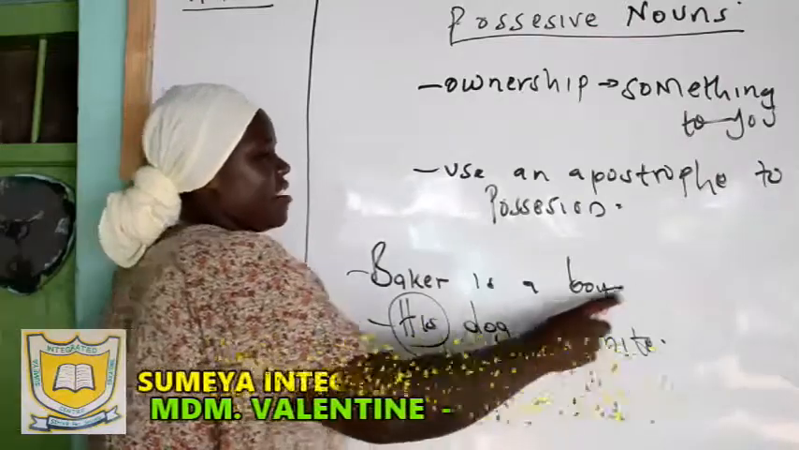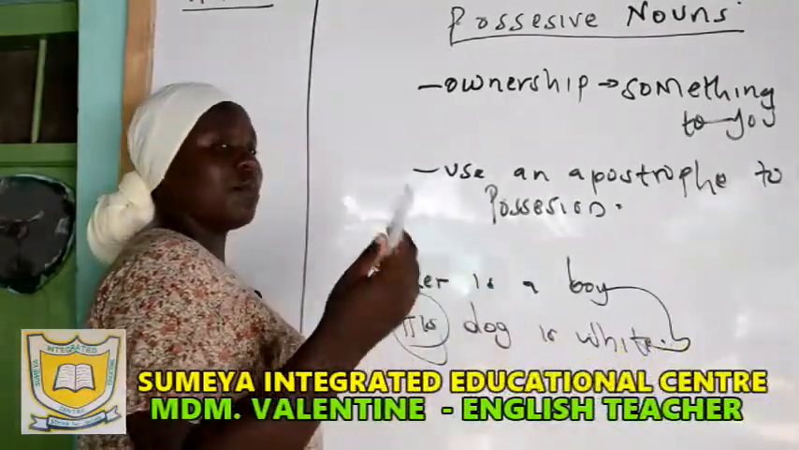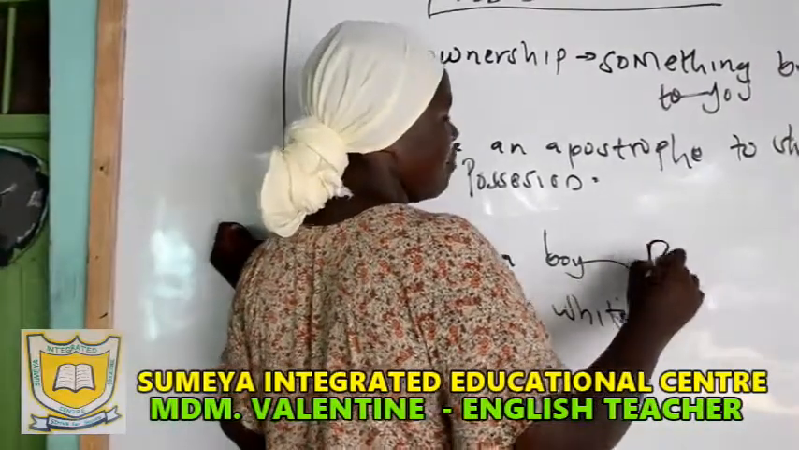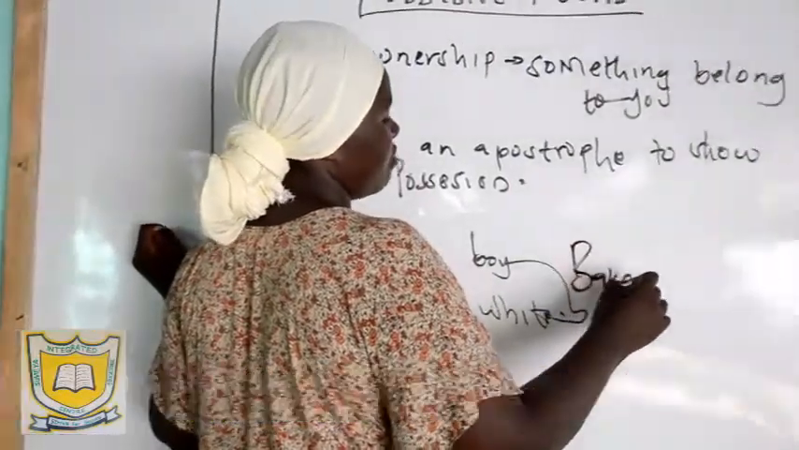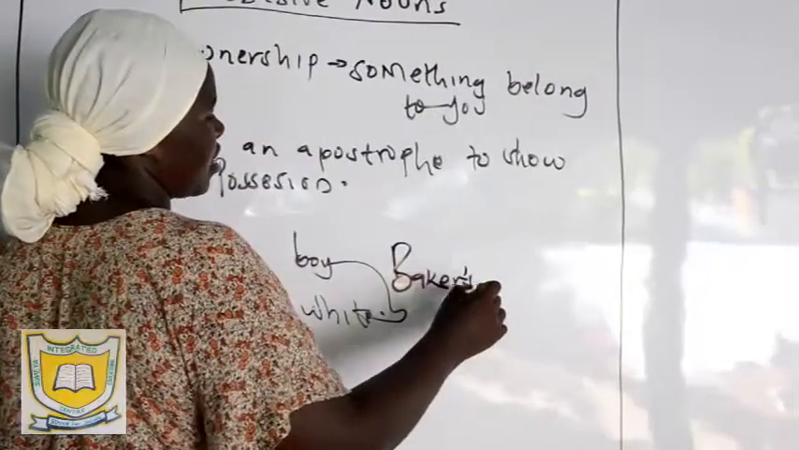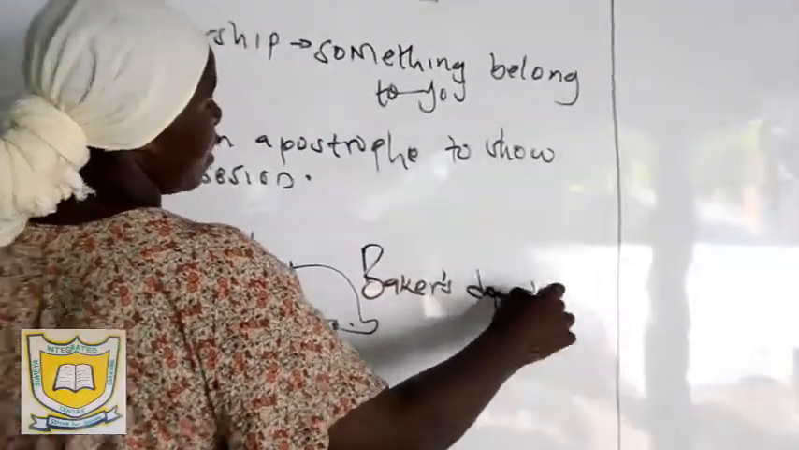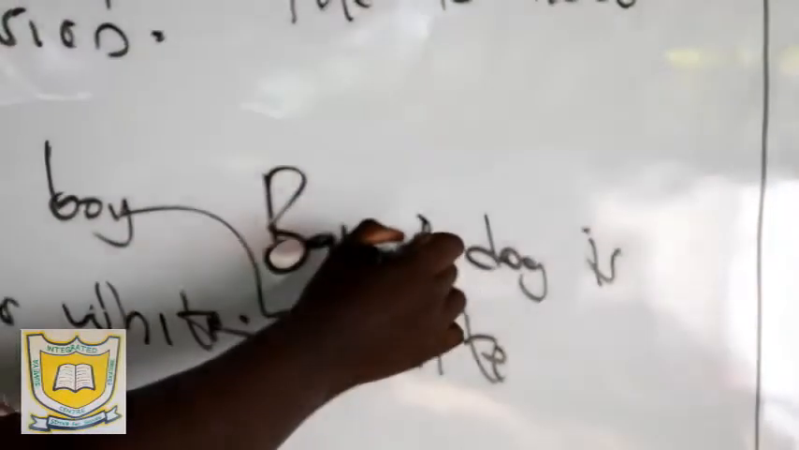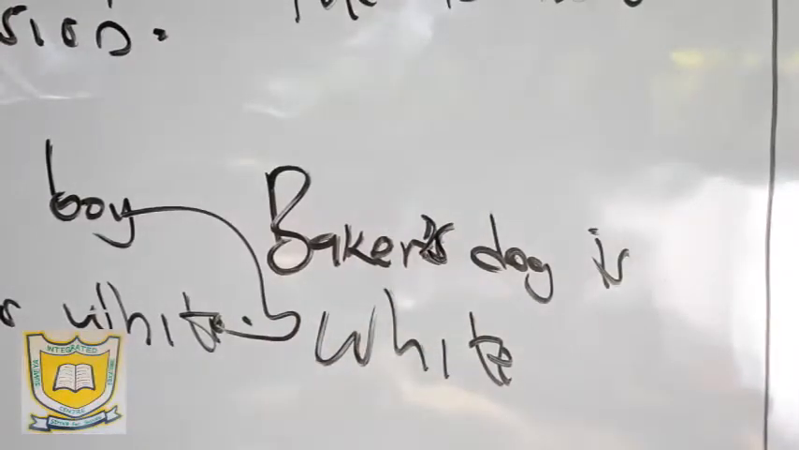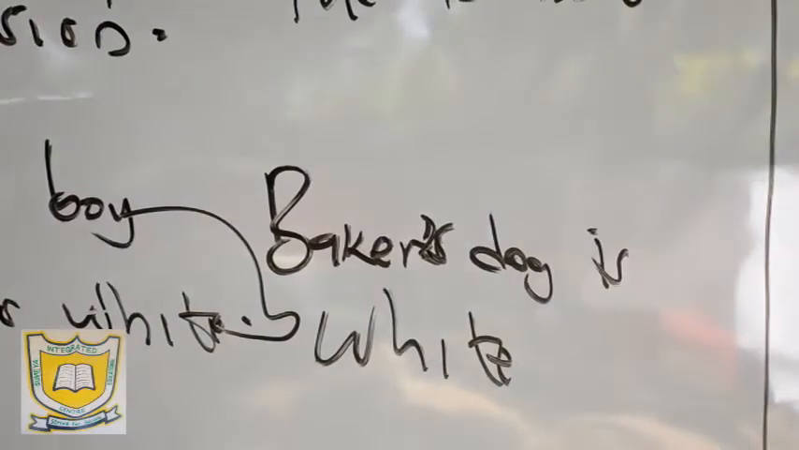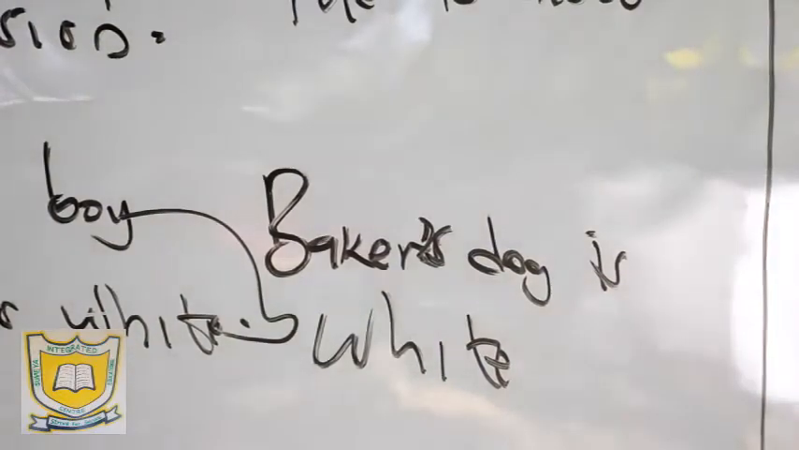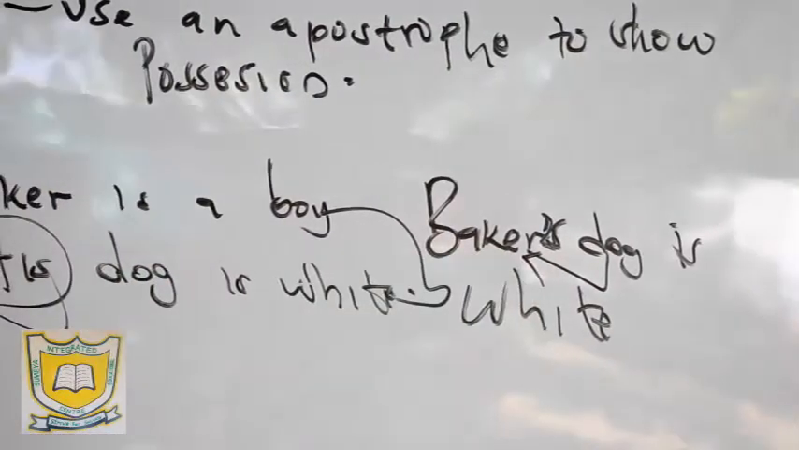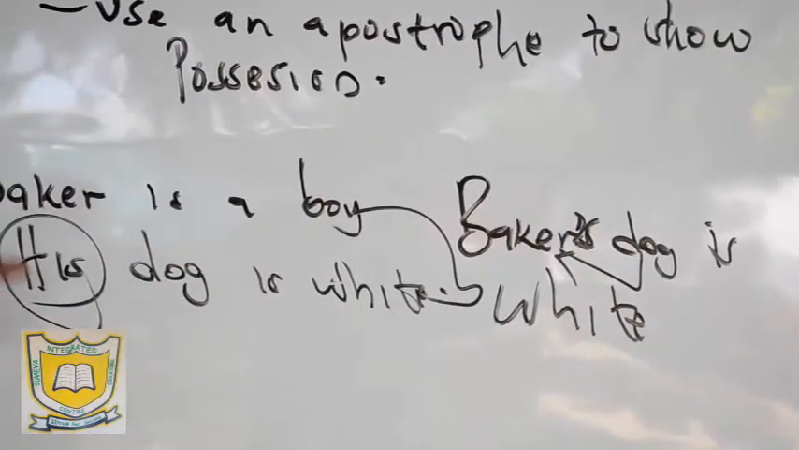You can write this sentence in this way to show possession, using an apostrophe. You can say Baka's dog is white. Now, I have an apostrophe and then an S. What does that mean? This dog belongs to Baka.